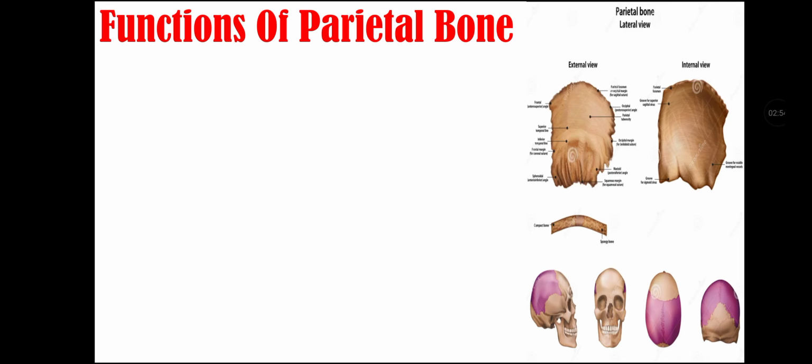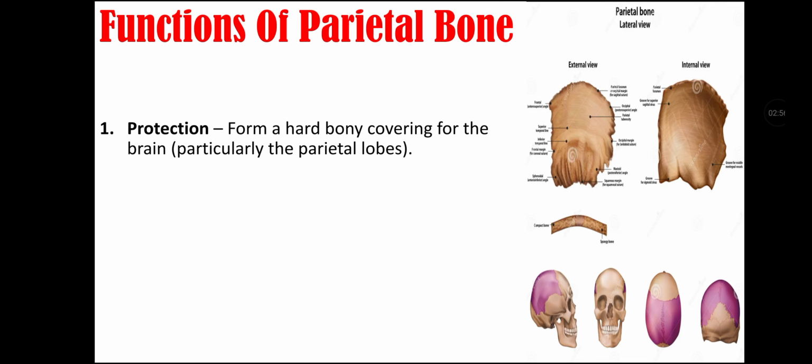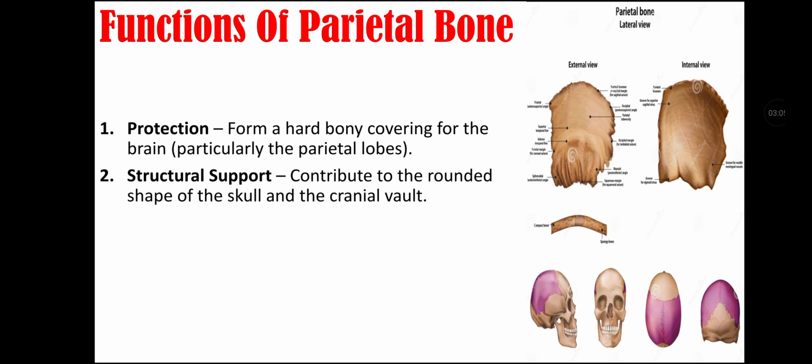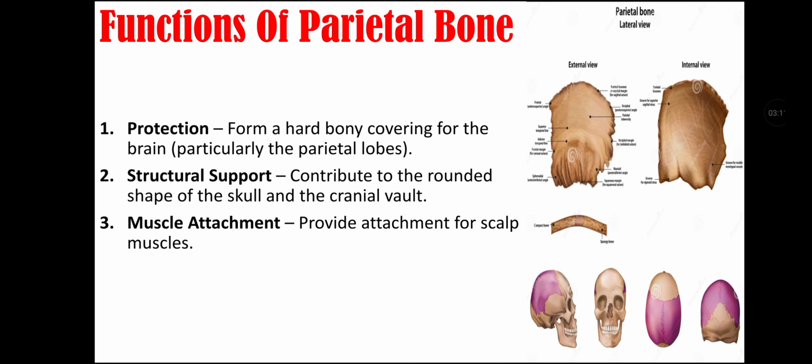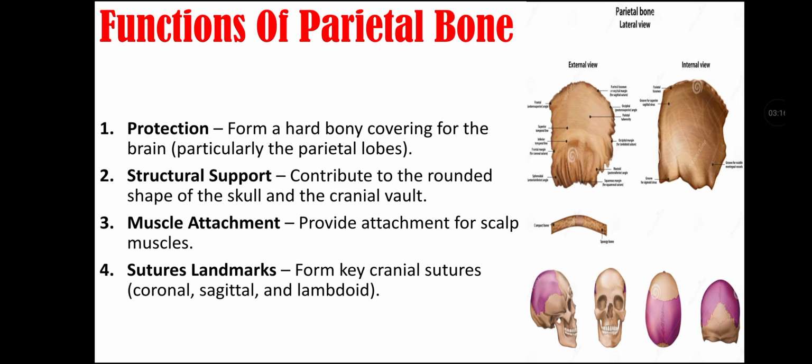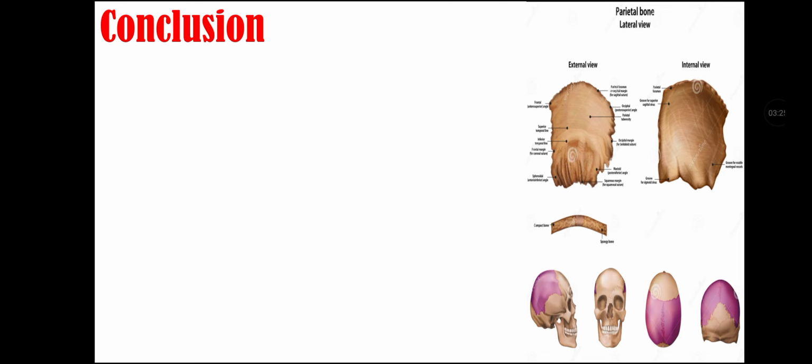Functions of parietal bone. First function is protection, as parietal bone forms a hard bony covering for the brain, particularly for the parietal lobes of cerebral cortex. Second function of parietal bone is structural support, as parietal bone contributes to the rounded shape of skull and cranial vault. Third function is muscle attachment, as parietal bone provide attachment for scalp muscle. Fourth function is sutures landmark, as parietal bone form key cranial sutures like coronal suture, sagittal suture, and lambdoid suture.